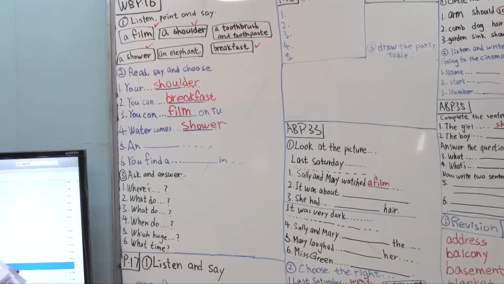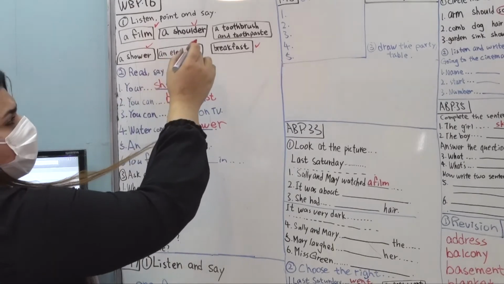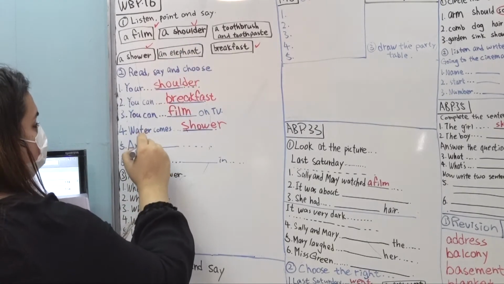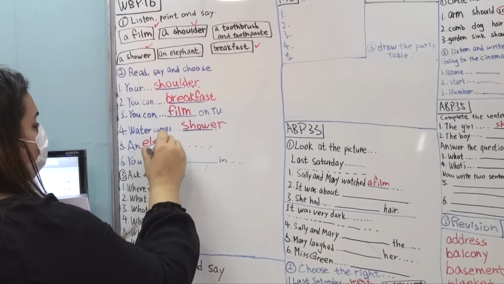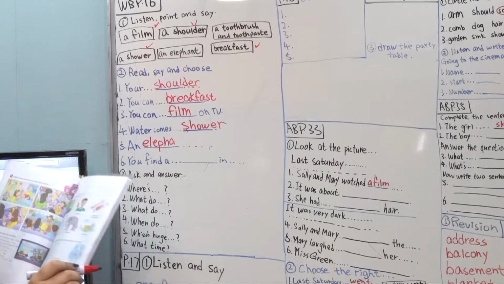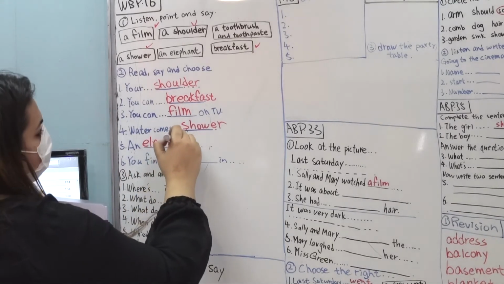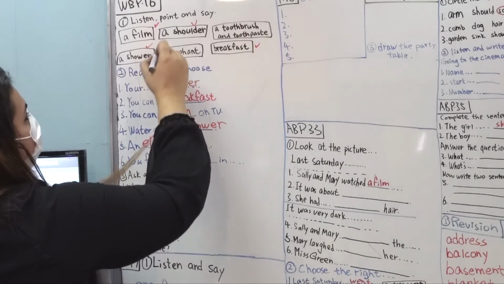Number 5. And what is big and gray? An elephant is the correct answer. Its body is big and gray. Okay.